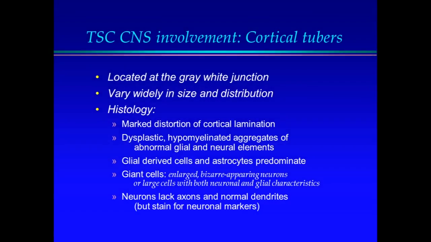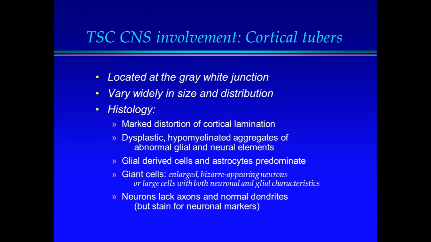So tubers, as you can see here, are usually at the junction of the cortex and the white matter. They vary widely in size and distribution. Histologically, all that says is they're areas of the brain that develop unusually, so they're what we call dysplastic areas of the brain. We don't know why they form. Sometimes it's around 14 to 16 weeks gestation, when the baby neurons are moving out, that tubers form, and we have no idea why.